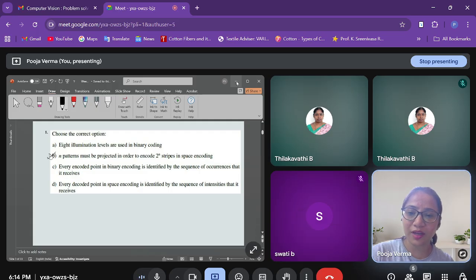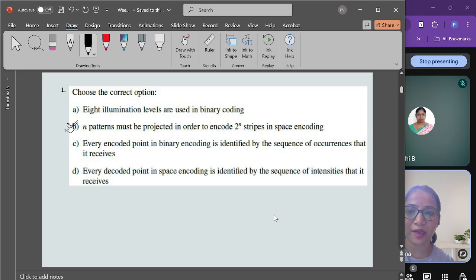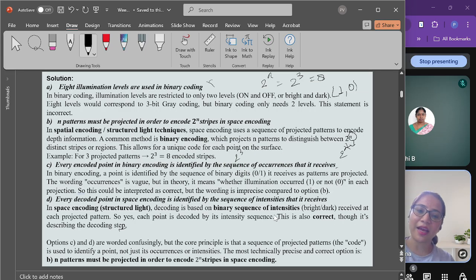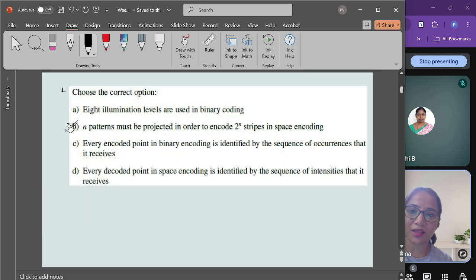As I have explained, option D is also a correct option, but this step is used for decoding. Here they have asked whether every decoded point in space encoding is identified by the sequence of intensities it receives. So in that case, it is also a correct one. That's why I have written it so. But in the assignment answers, they have given only option B as correct, because it is the most technically precise and correct option.